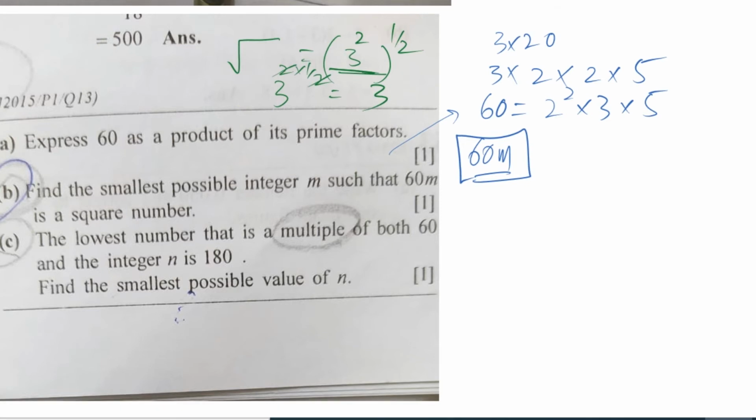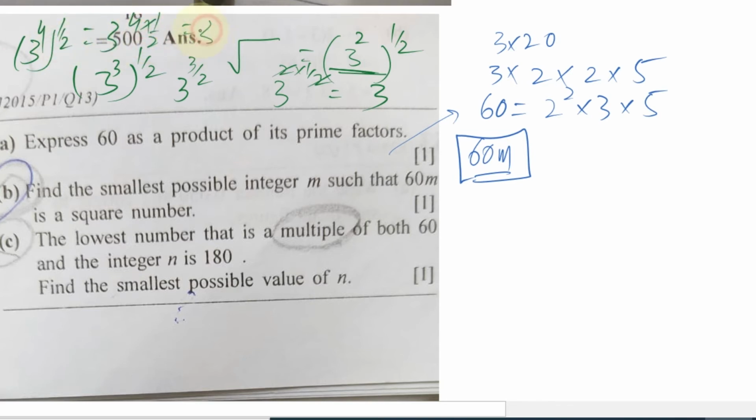If I have 3 cubed, it is not a perfect square. Why? Because the power will become 3 over 2, which is not a whole number. So if I have 3 to the 4, it is a perfect square, because 3 to the 4 times 1 over 2 is 3 square, which is 9. So if we need a perfect square whose square root is possible, it should have a power of 2 or a multiple of 2.